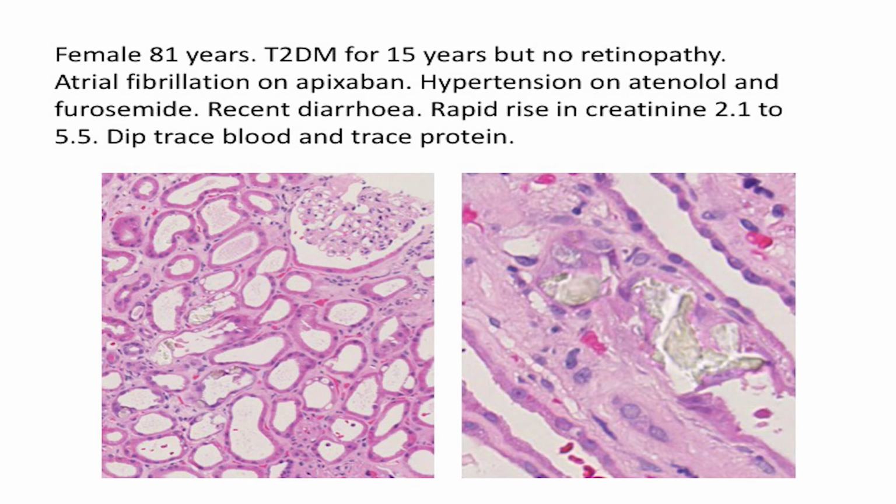The lower the GFR, the more calcium oxalate precipitates out. And when they get to this stage, it's usually irreversible. So this is an acute and usually irreversible cause of renal dysfunction in diabetics.